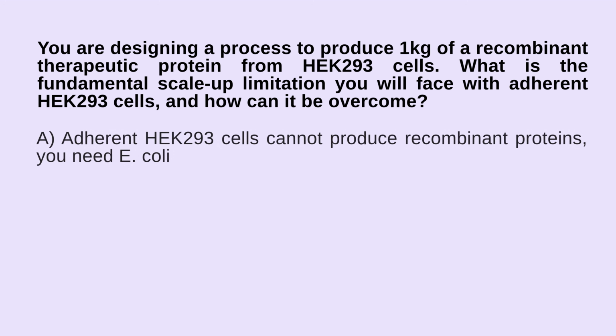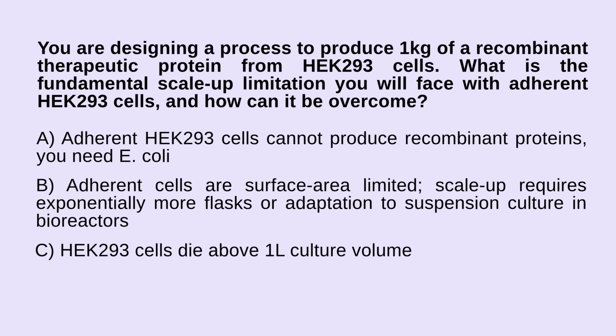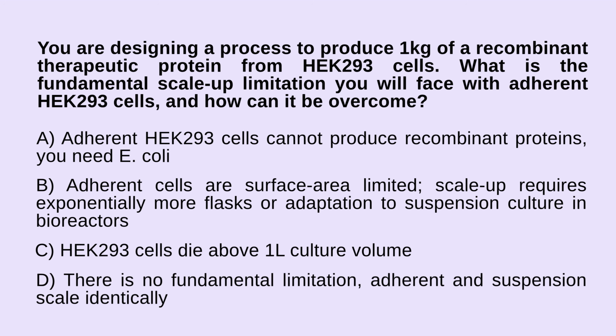A. Adherent HEK 293 cells cannot produce recombinant proteins. You must use E. coli. B. Adherent cells are surface area limited, so large-scale production requires either exponentially more flasks or adapting the cells to suspension culture in bioreactors. C. HEK 293 cells cannot survive in cultures larger than 1 liter. D. There is no fundamental limitation. Adherent and suspension cultures scale the same way. The correct answer is B.